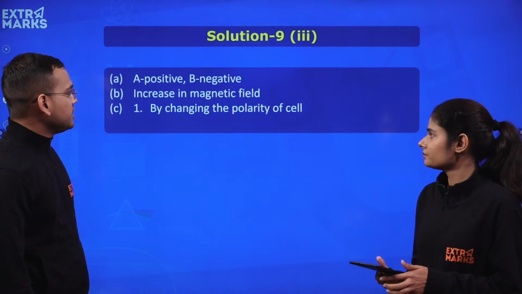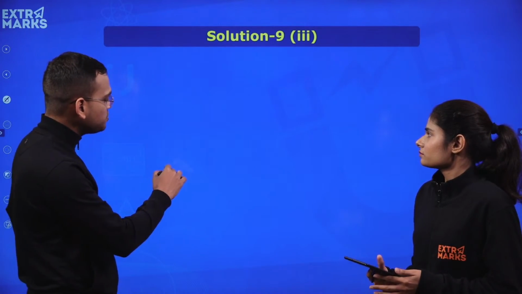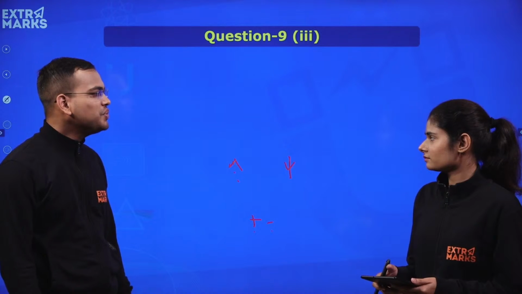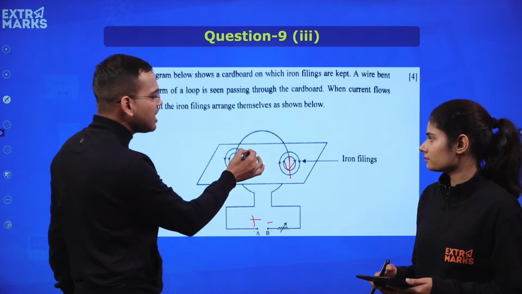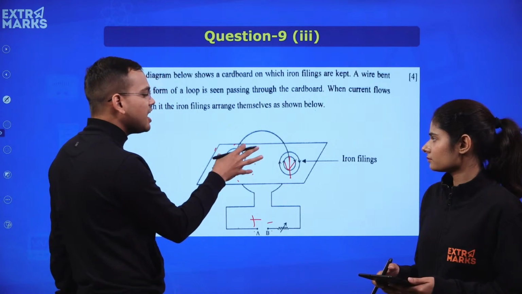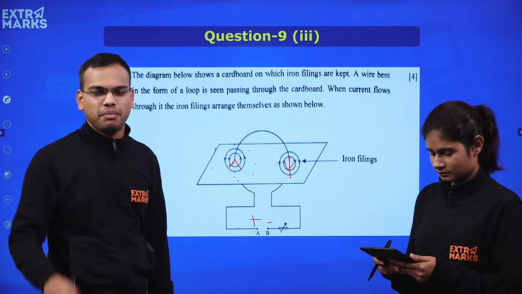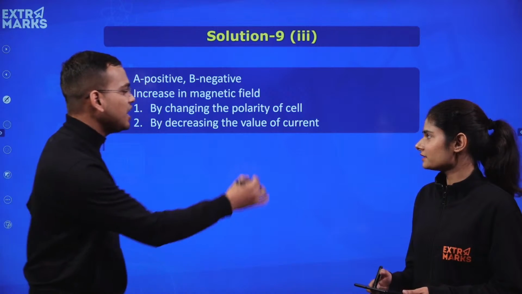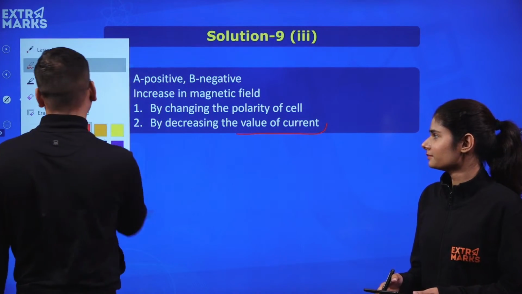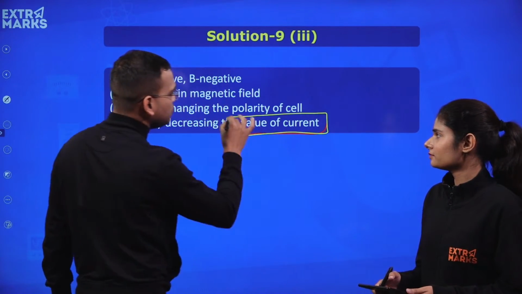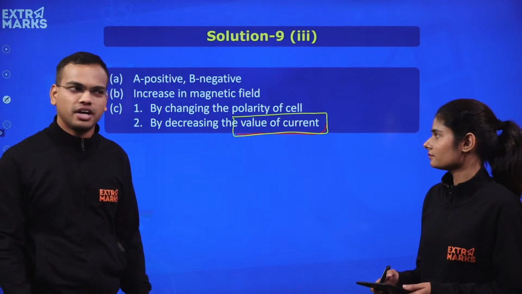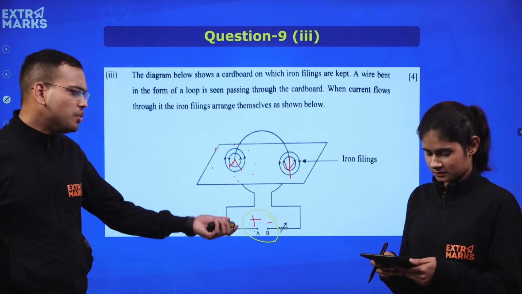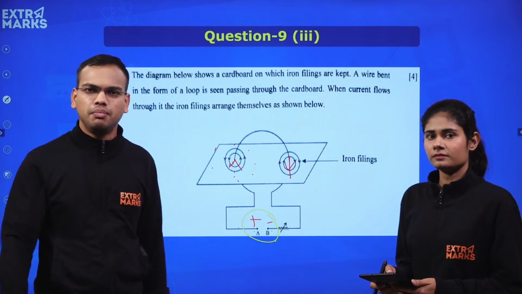Now the next question is to decrease the strength of the magnetic field around the coil. How to decrease the magnetic field strength, if iron filings are there? You want fewer iron filings to be arranged in a specific pattern. How can it be done? It can be done by decreasing the value of current. Whatever current is flowing through the coil, just decrease that value, the magnitude of current. And how can it be done? By using a battery of lower potential. Just use a lower voltage battery, and the value of current will be less.